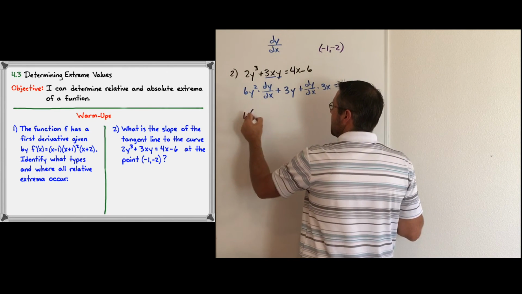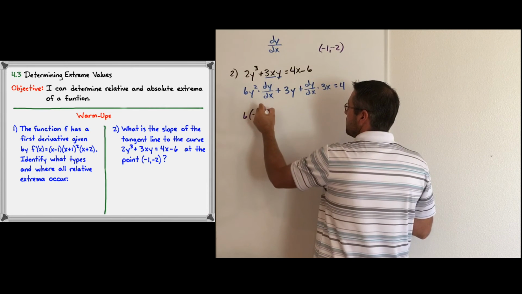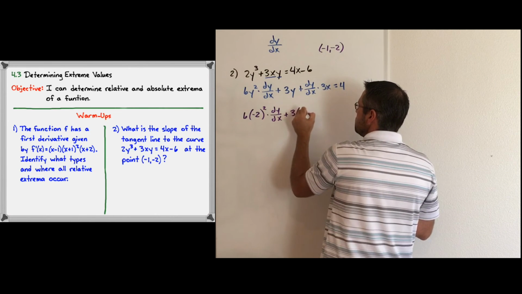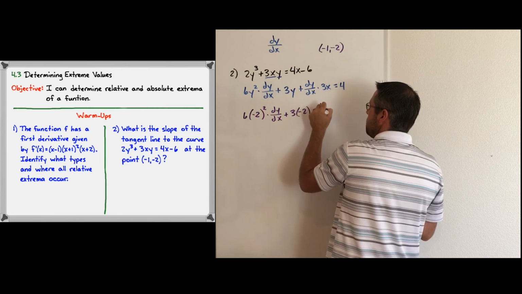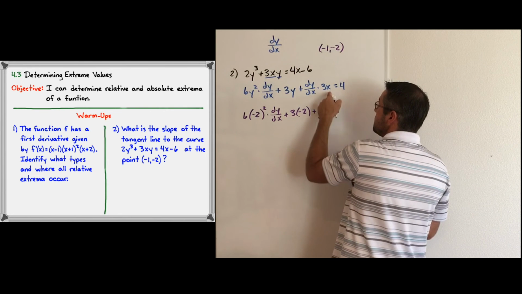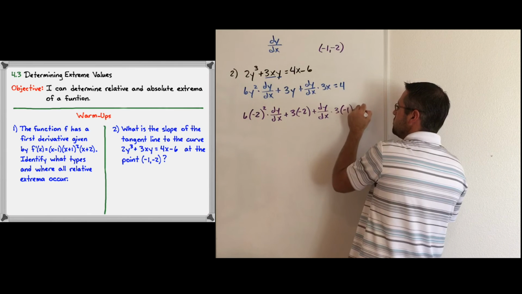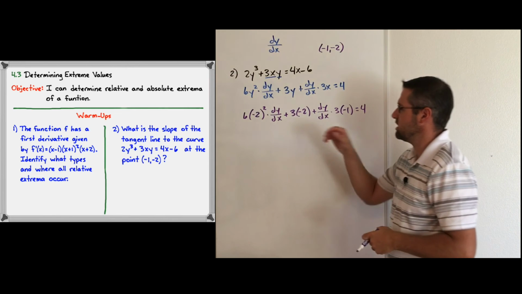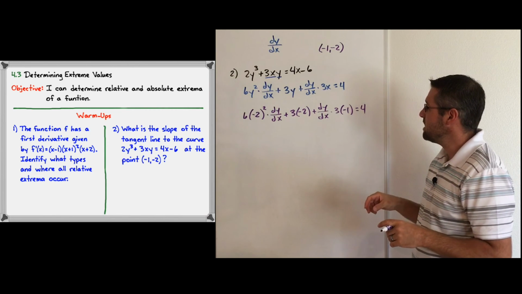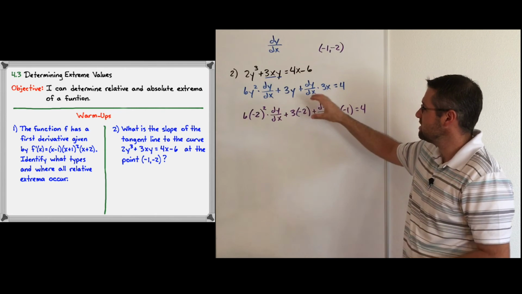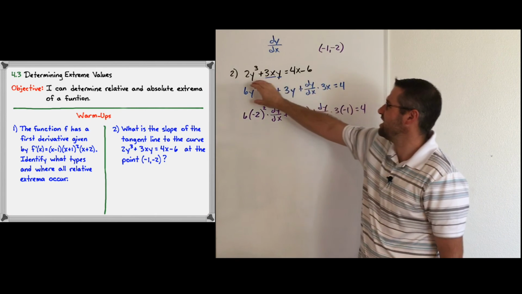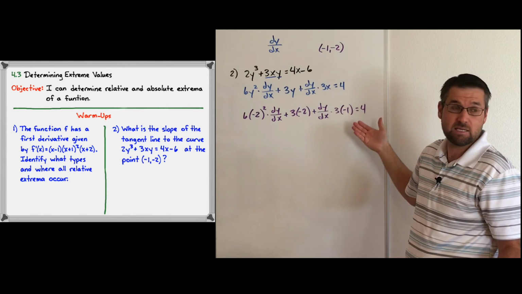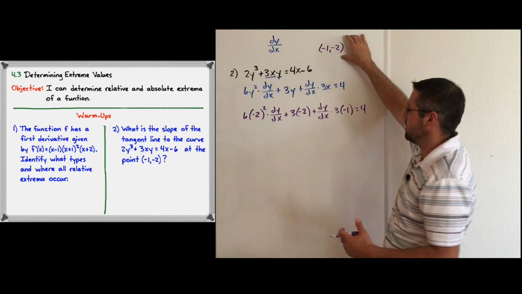We end up with 6 times y squared, so that's -2 squared, times dy dx plus 3 times -2 plus dy dx times 3 times the x value, which is -1, and that's equal to 4. So now I have this equation that I can solve for dy dx. And again, the reason I do it this way is because I could solve for dy dx first, but what I find is that students tend to have a harder time isolating dy dx because of all the extra variables, where here we have numbers, so it's just easier to isolate dy dx this way. And we can do that because we're looking at a specific point.